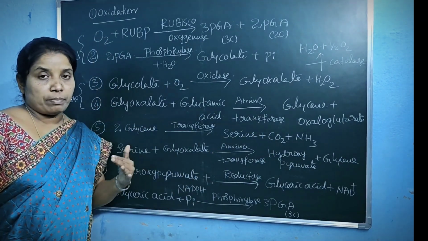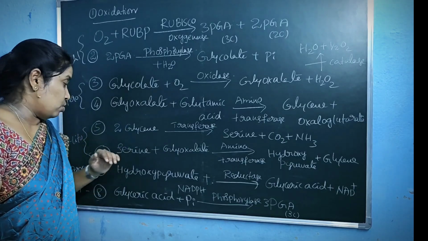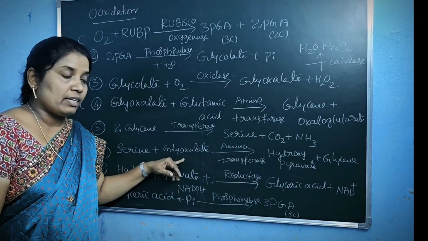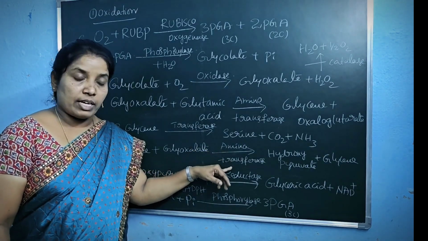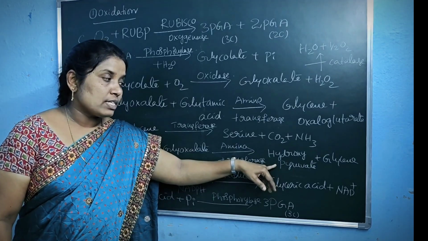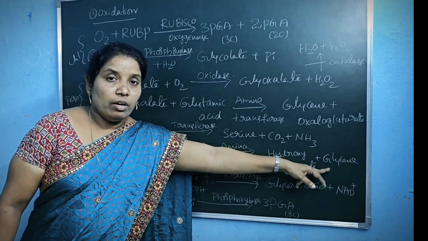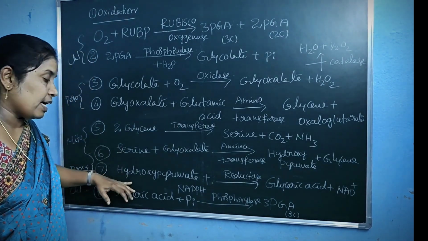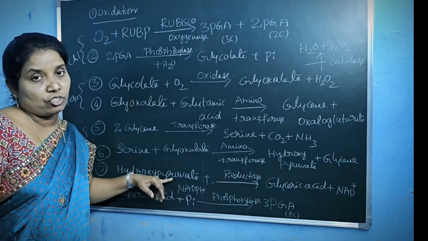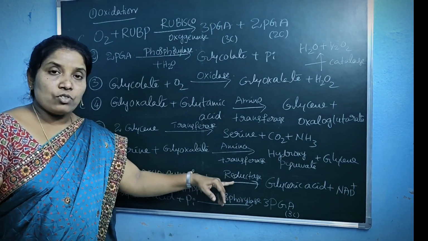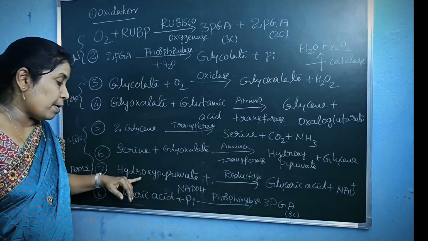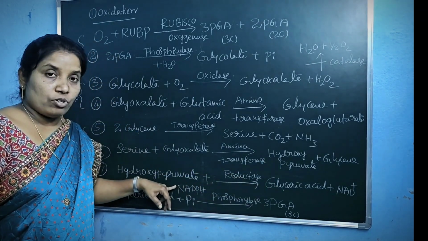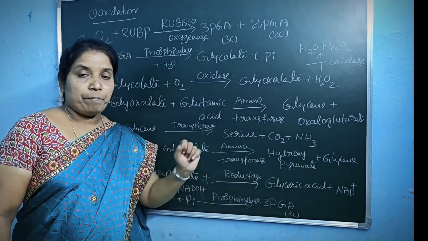Let's see the next two steps. They occur again in peroxisome. So serine enters into the peroxisome. There it combines with glyoxylate in presence of an enzyme aminotransferase. There it converts into hydroxypyruvate, and glycine is also released here. Okay. So the next step also occurs in peroxisome. There hydroxypyruvate undergoes a reduction reaction. In presence of an enzyme reductase, hydroxypyruvate is converted into glyceric acid. Here one NADPH is utilized. It converts into NADP+.